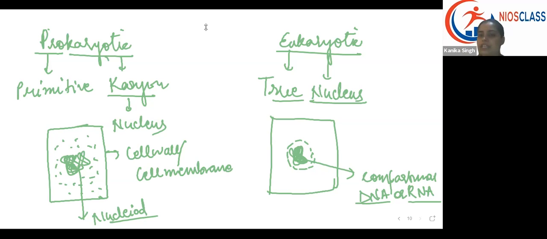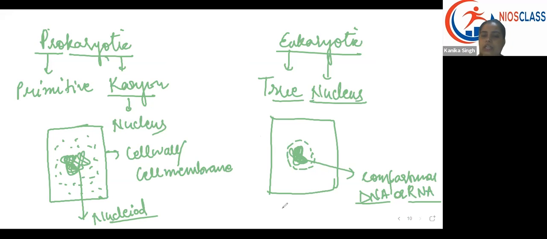So these are basically genetic material which is present in different organisms. If we say bacteria or viruses, mostly they will have RNA. But in case of eukaryotic cell, mostly it will have DNA, that is deoxyribonucleic acid. So on this basis also we have classified the cells into prokaryotic cell and eukaryotic cell. So what other basic differences are there between prokaryotic and eukaryotic cell?